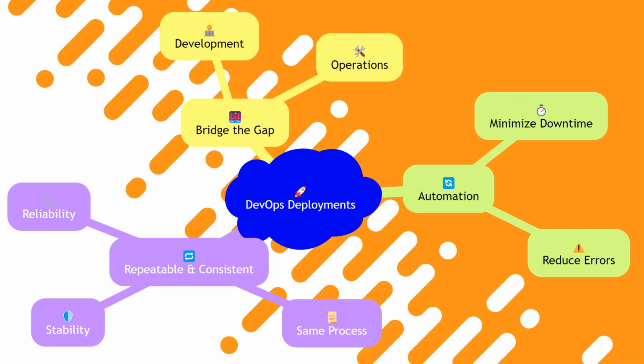In DevOps, deployments bridge the gap between development and operations. They ensure that new features, bug fixes, and updates are delivered to users seamlessly. Deployments are automated to minimize downtime and reduce the risk of errors. They are also designed to be repeatable and consistent, ensuring that the same process is followed every time code is moved to production. This consistency is crucial for maintaining the stability and reliability of the software.